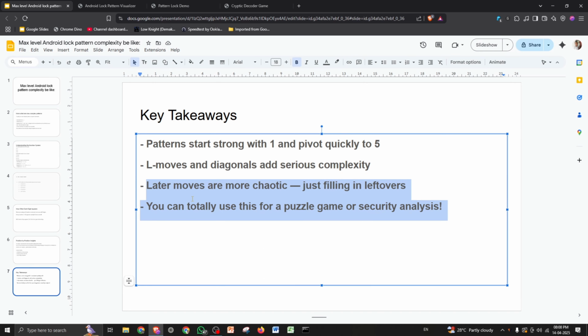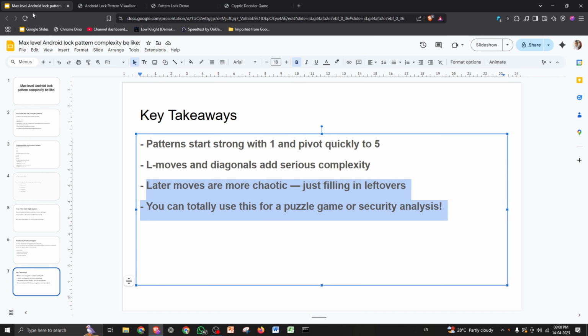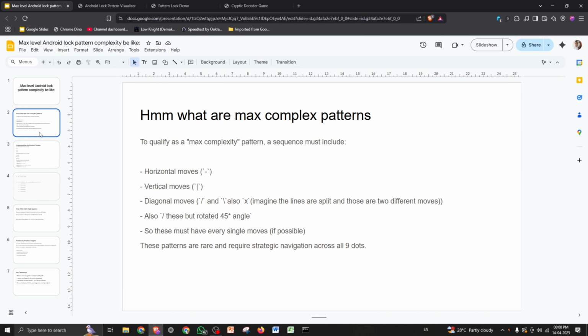Anyways, so yeah, that's maximum complexity patterns. There are 296 different patterns. Out of like 300,000, only 296. That's so rare. That's probably less than 1%.